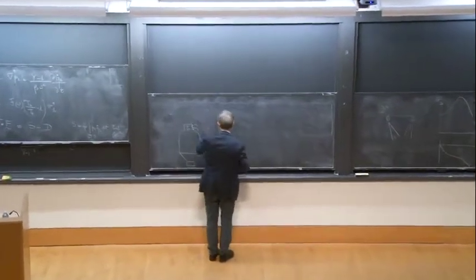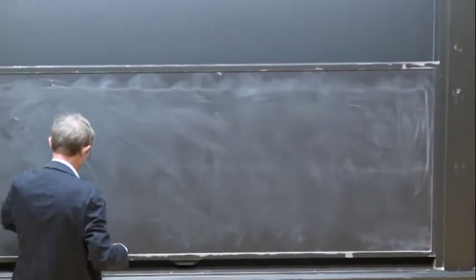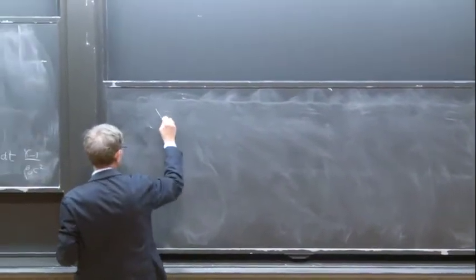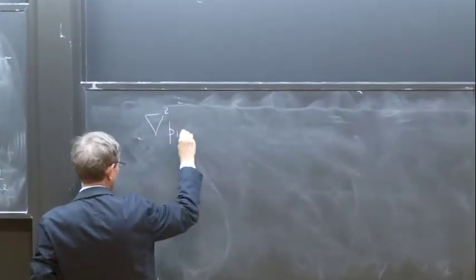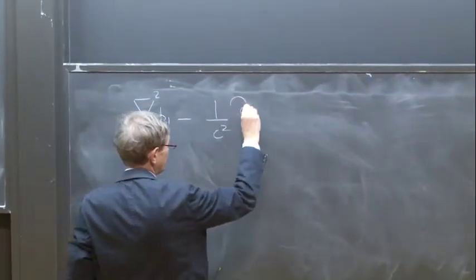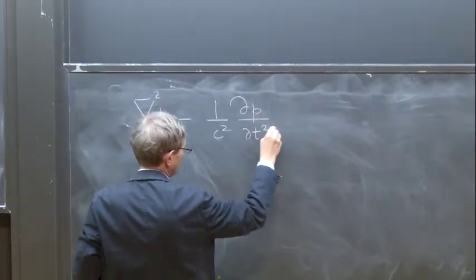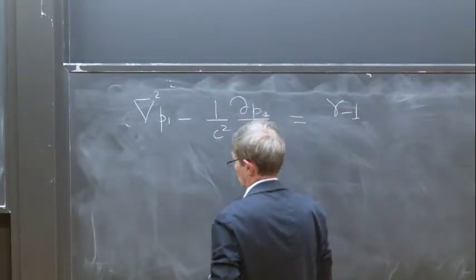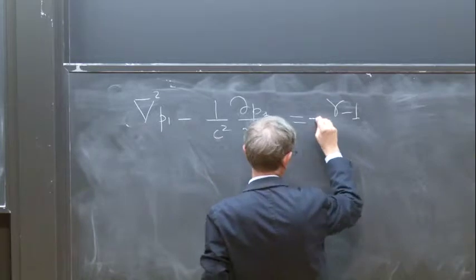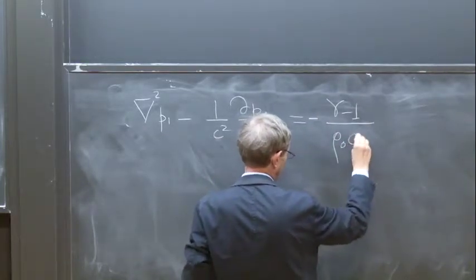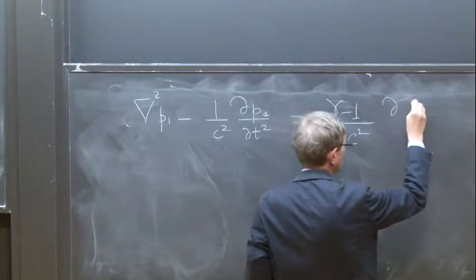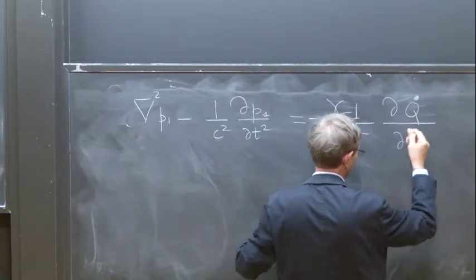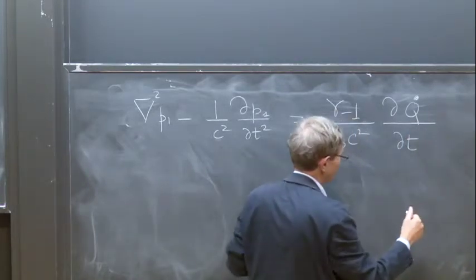So the basic equation that we look at is this one. It's the Laplacian of P minus 1 over c squared d2P by dt squared. And on this side, we have gamma minus 1, there is a minus sign, over rho 0 c squared. And here we use a different notation. I should have used the same notation, but it's not. And so this is it.